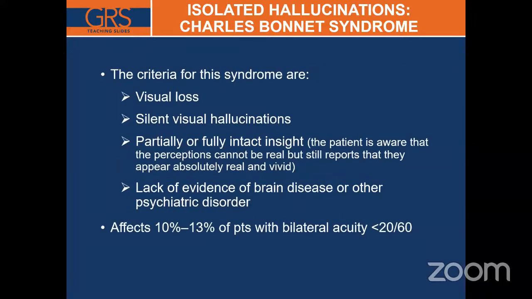There is also isolated hallucination, a condition called Charles Bonnet syndrome. It usually happens when the patient suffers from visual loss or has macular disease, macular degeneration, and it occurs mainly in the older population. The criteria for the syndrome are visual loss, as we mentioned, and the patient develops visual hallucinations. The hallucinations can be happy or bad hallucinations. They can come and go, and the patient can have insight or not.